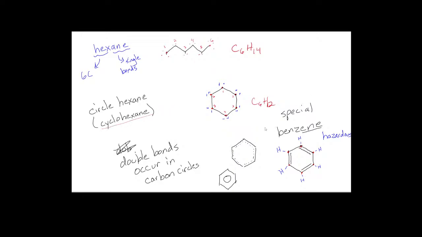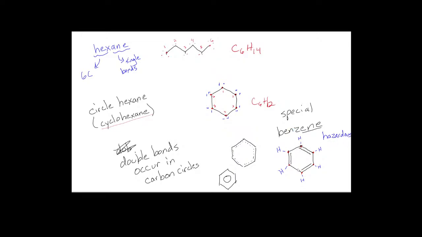Now I wanted to talk about the fact that you could also have double bonds within a cyclical carbon molecule, and we're going to see more of these cyclical carbon molecules coming up. For example, when we talk about steroids, they're going to be made of a number of 6 and 5 carbon circles. Okay, so anyway, double bonds can occur in the circles, and there's a special type of 6 carbon circle molecule that I want to talk about, and it goes by the name of benzene. This is a hazardous material.